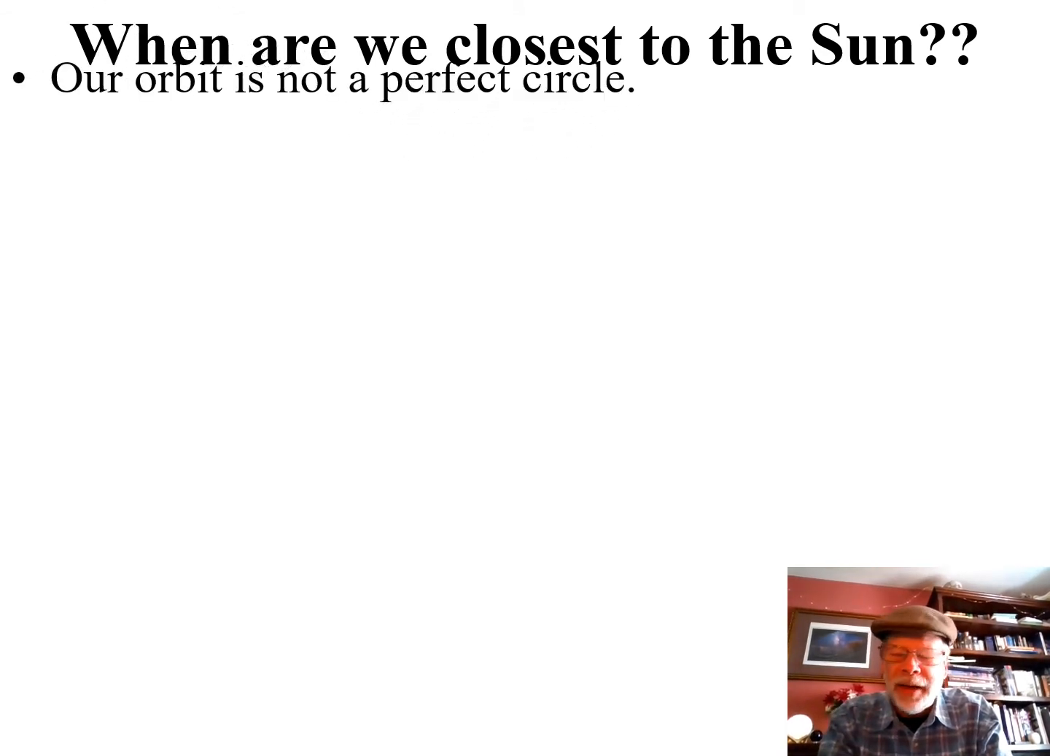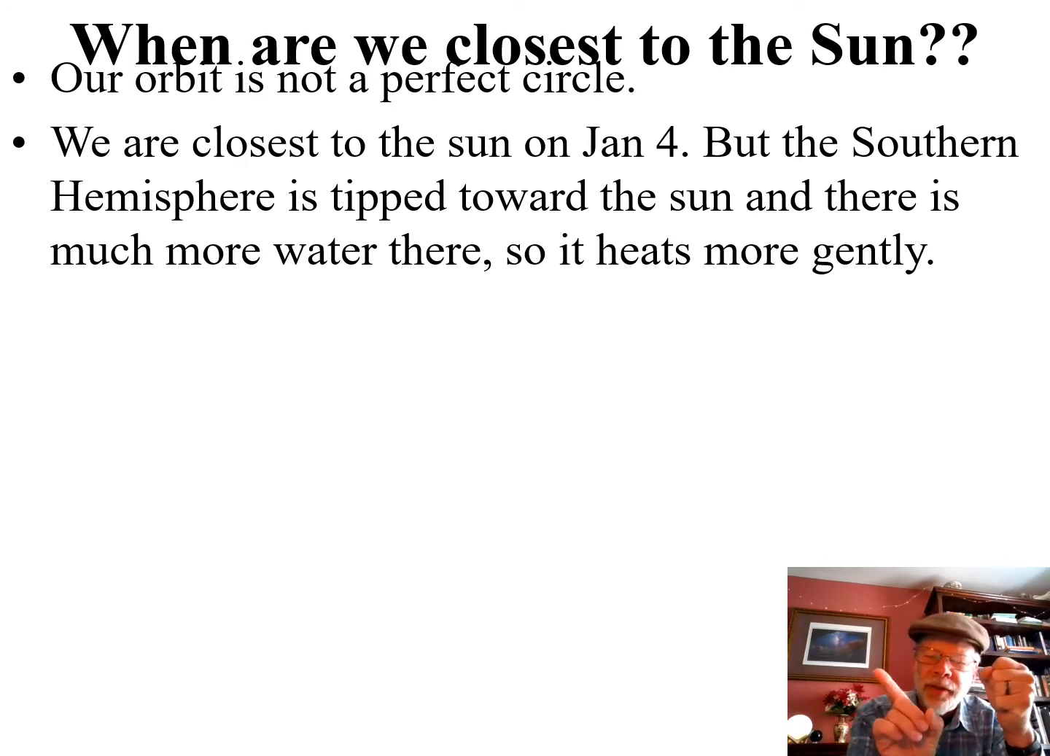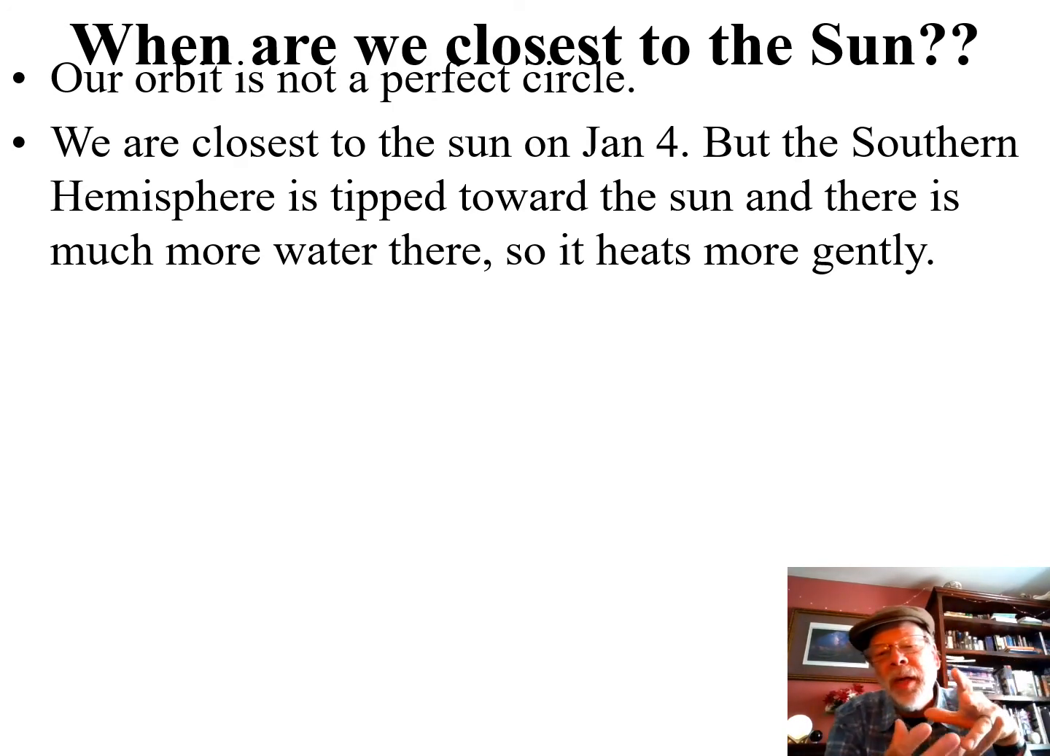As a matter of fact, we're closest to the sun on January 4th. All right, but the southern end of the Earth is tipped towards the sun then. If this was the sun, this is the southern end of the Earth. That's tipped towards the sun. The southern end of the Earth has a lot of water on it. Huge amount compared to the northern end. A lot more water. And so the extra sunlight hitting the water absorbs it. It doesn't make that big a difference.